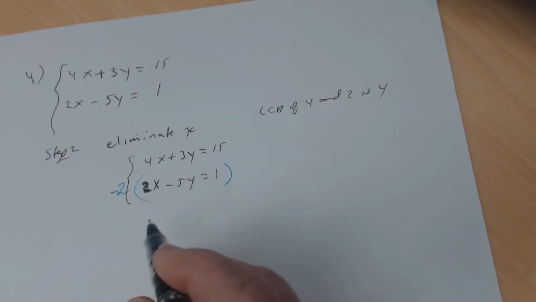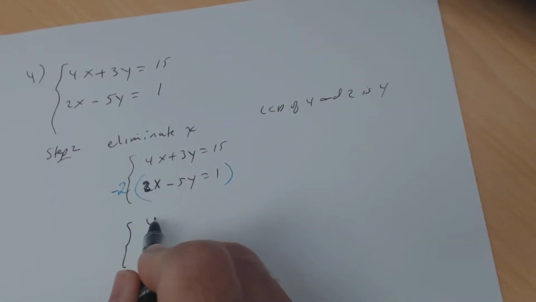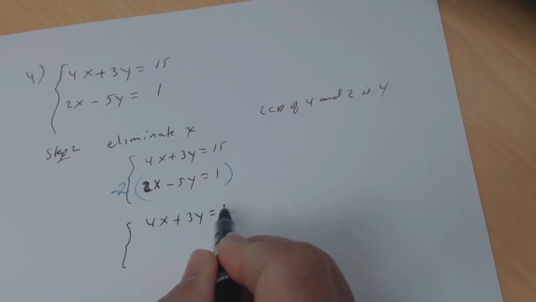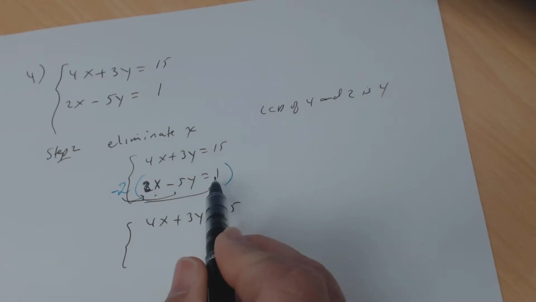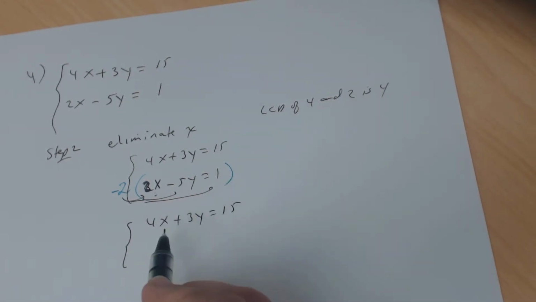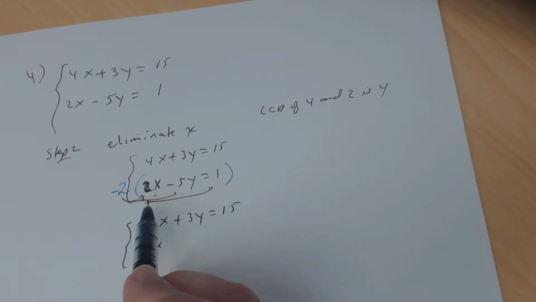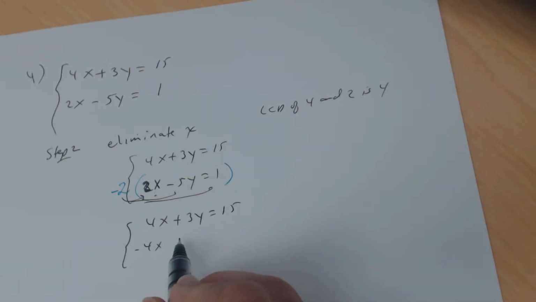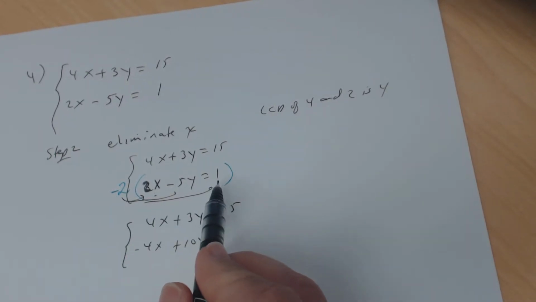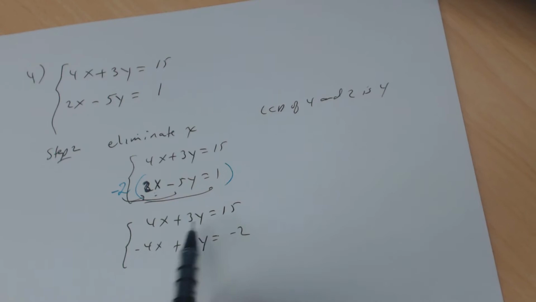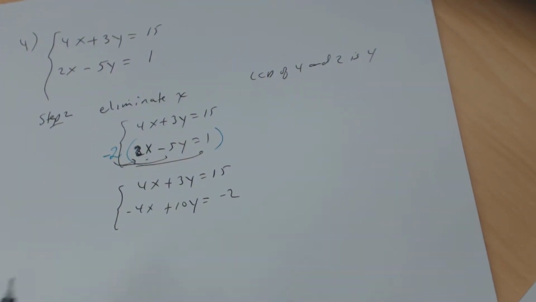All right, so now you're going to distribute. So I'm going to get 4x plus 3y equals 15, and then distribute both sides. Remember, the left side and the right side. Negative 2 times 2x is negative 4x, which is what you wanted. Those are now opposites. Be careful when you multiply. Make sure you don't make any errors along the way. Negative 2 times a negative 5y is a positive 10y equals negative 2 times a positive 1, which is a negative 2. So again, always check to make sure you didn't make any errors.